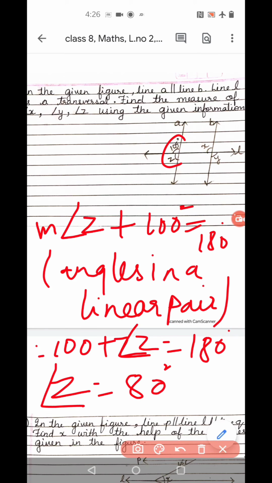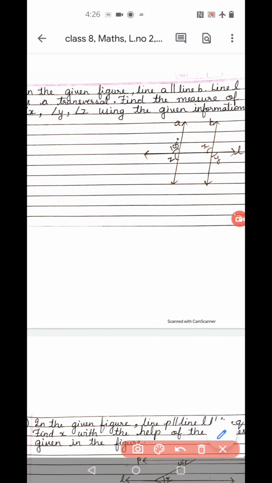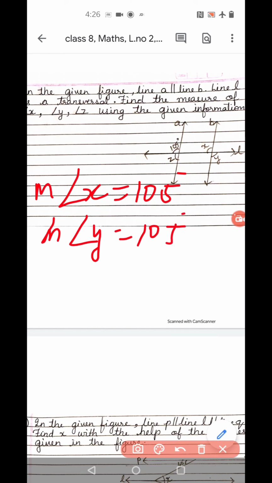I think it is 105 degrees which is shown, but I have taken 100 degrees, so it is accordingly. If we take it as 105 degrees, the whole thing changes. Now I'll take it as 105 degrees. If 105 degrees is given, then measure angle X will also be 105 degrees, because it is a corresponding angle. Then measure angle Y will also be 105 degrees, because of vertically opposite angles. And then measure angle Z will be 75 degrees, because 105 degrees plus 75 degrees makes 180 degrees. So previously I had taken that.